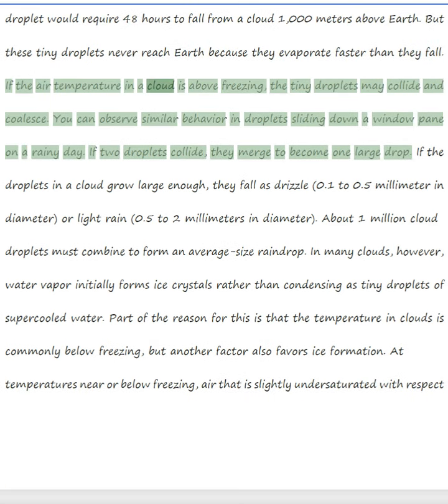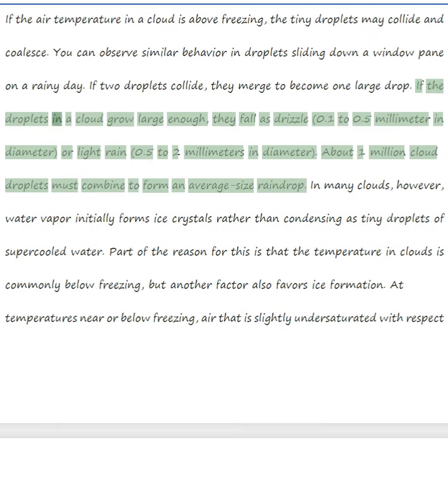If the air temperature in a cloud is above freezing, the tiny droplets may collide and coalesce. You can observe similar behavior in droplets sliding down a window pane on a rainy day. If two droplets collide, they merge to become one large drop. If the droplets in a cloud grow large enough, they fall as drizzle or light rain. About 1 million cloud droplets must combine to form an average-size raindrop.